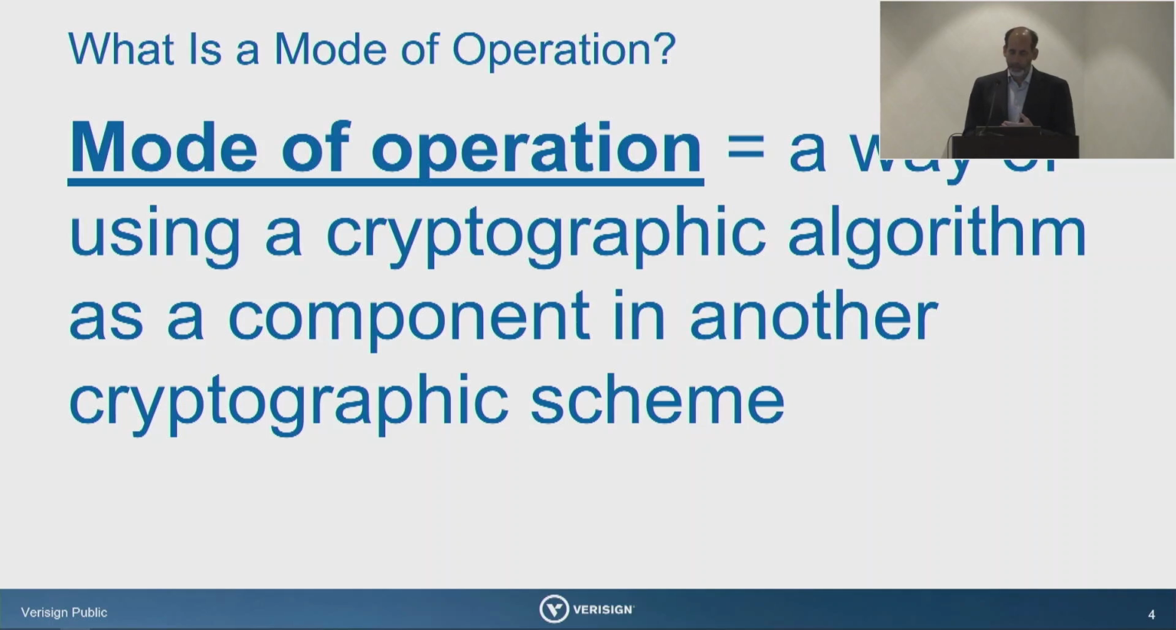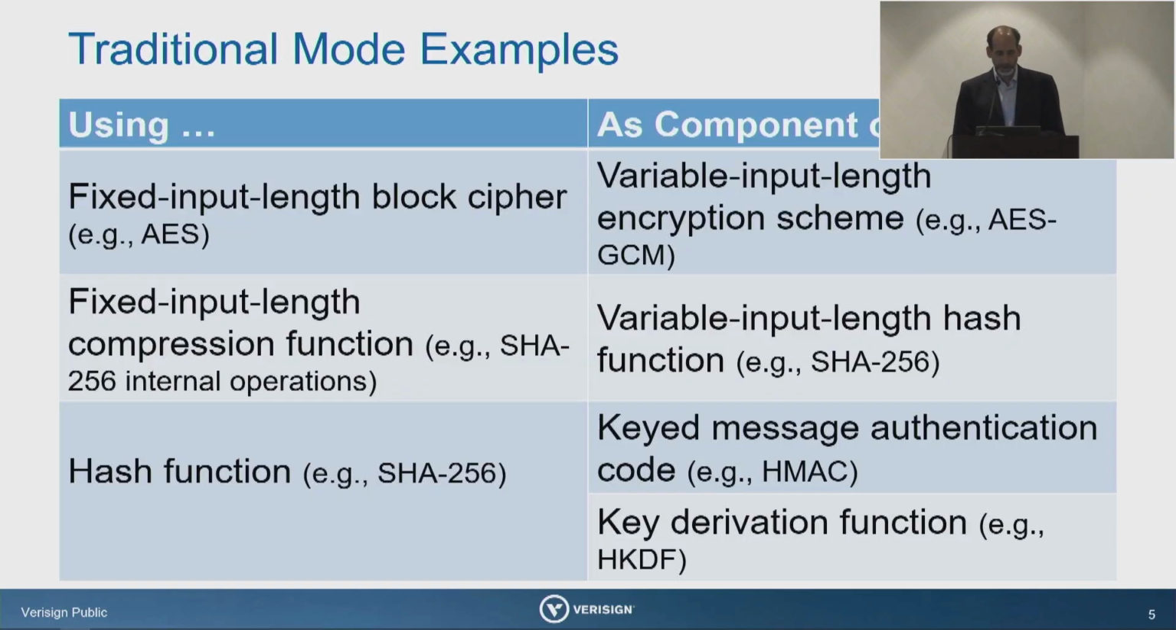My earliest familiarity with modes of operation comes from work that was done at the National Bureau of Standards. This was as early as 1981 in FIPS publication 81, the DES modes of operation. So when DES was published, it was a block cipher, fixed key size, fixed input and output size, but there are many ways of using DES, as we became familiar over time, to encrypt messages of arbitrary length. Those were called modes of operation, and there has been a rich history of modes of operation development.